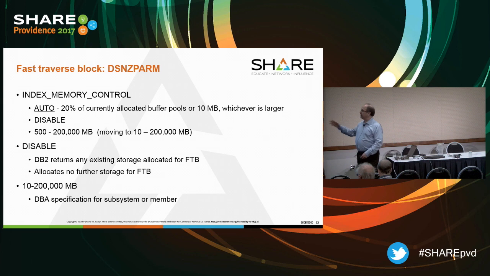And you can specify anything. Now this is a typo. That 500 is actually 10. I thought I fixed it. So that 500 is just an illusion. That's actually a 10. I'll update it and send the new version. If you change the ZParm to disable, DB2 will stop using FTBs further. And then I did change it down here. The DBA can specify any number between 10 meg and 200,000 meg, or 200 gig.